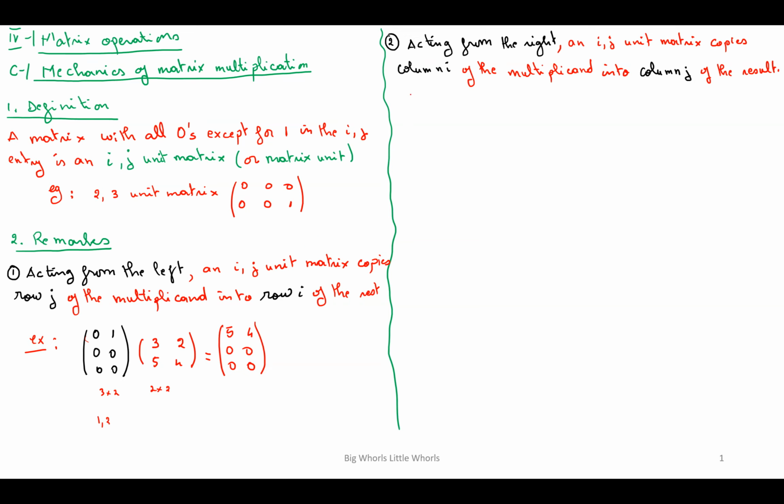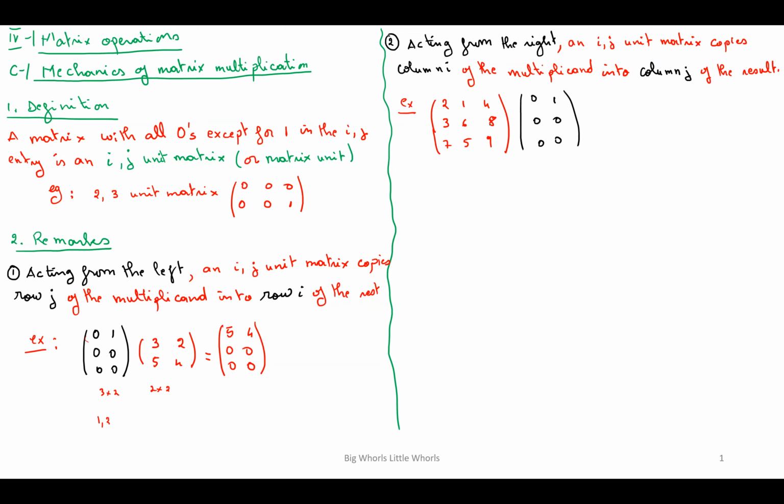Okay, so example. Let's have the following matrix: 2, 1, 4, 3, 6, 8, and 7, 5, 9, multiplied by the same ij unit matrix. So the 1, 2 unit matrix: 0, 1, 0, 0, 0, 0.